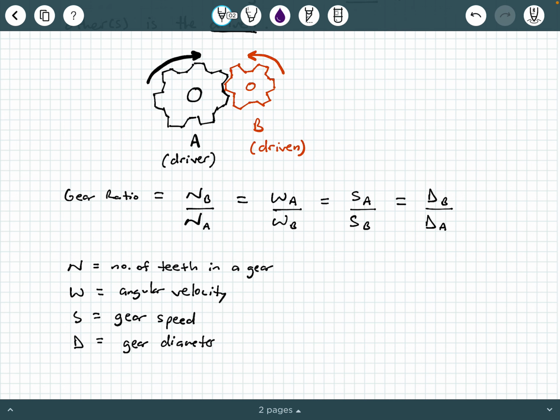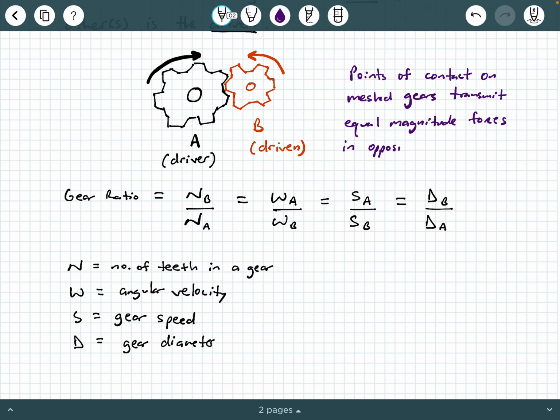is that points of contact on meshed gears transmit equal magnitude forces in opposite directions, okay? So what does that mean to us?